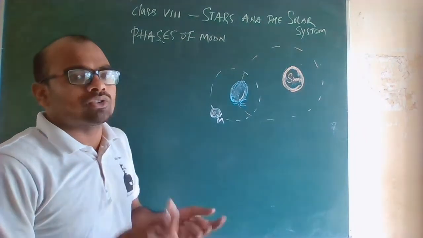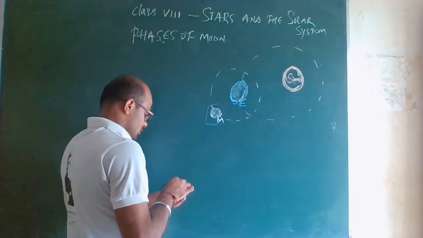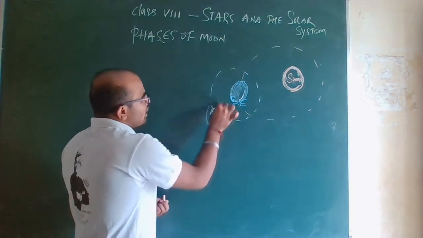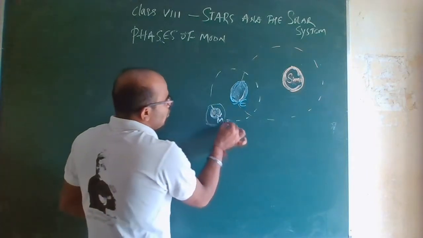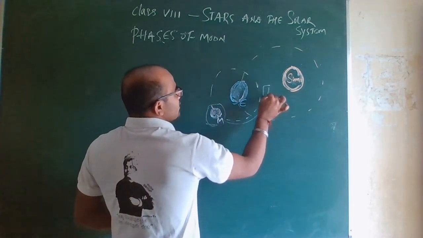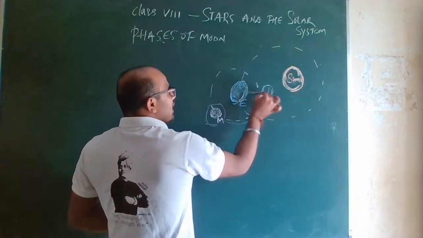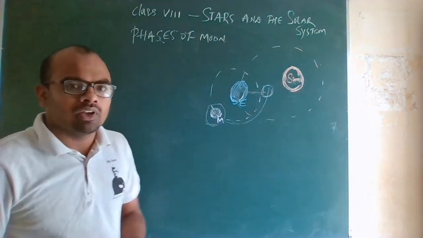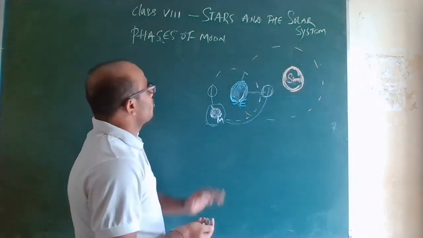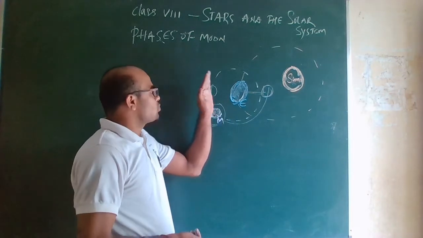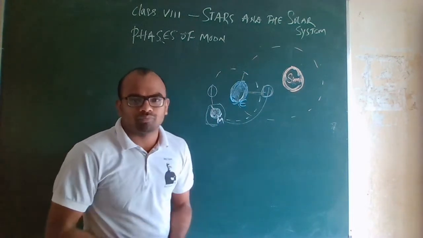So what phases of moon occur? See, as you know, this moon does not have its own light. Whenever the moon comes here, this side, we can see the reflection of the light on the moon. But when the moon is here, this side, the moon is not having the light, so from here we cannot see the light of the moon.